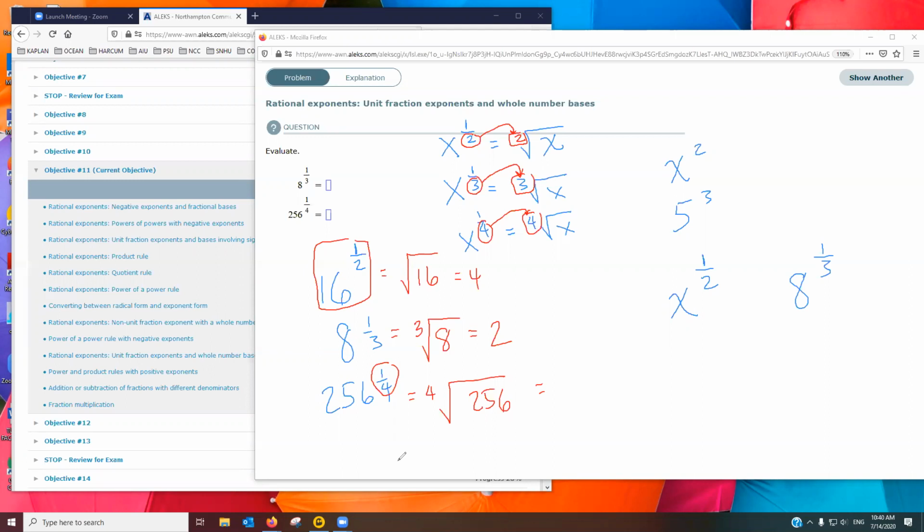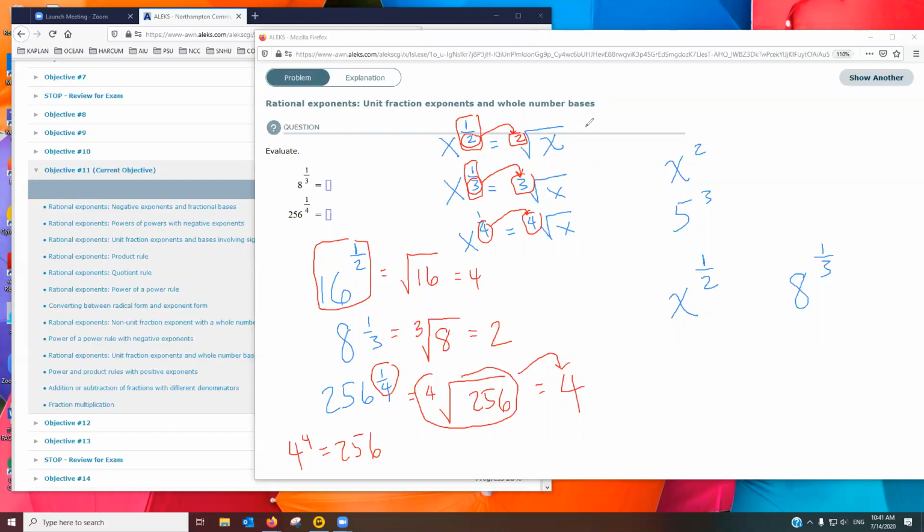Well, if you experiment a little bit, you'll see that the number 4 raised to the 4 equals 256. So that means that the 4th root of 256 takes you back to the answer 4. Okay, so keep in mind that when you see an exponent 1/2, it's the same as a square root. When you see an exponent 1/3, it's the same as a cube root.